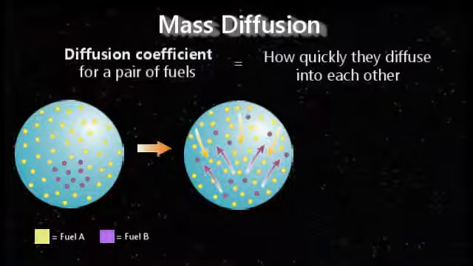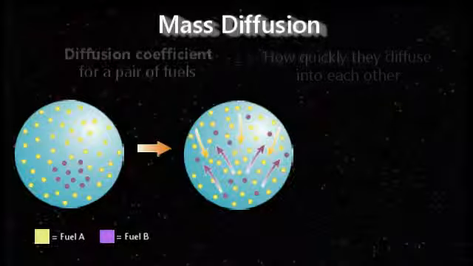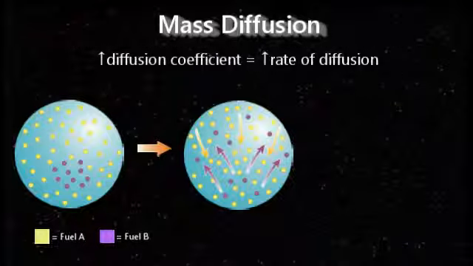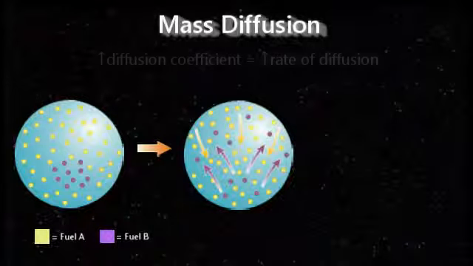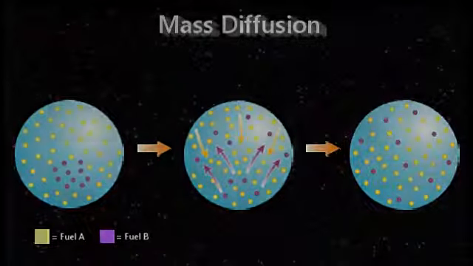The diffusion coefficient for a pair of fuels describes how quickly they diffuse into each other. A larger diffusion coefficient leads to a faster rate of diffusion. If given enough time, the molecules will eventually reach equilibrium.